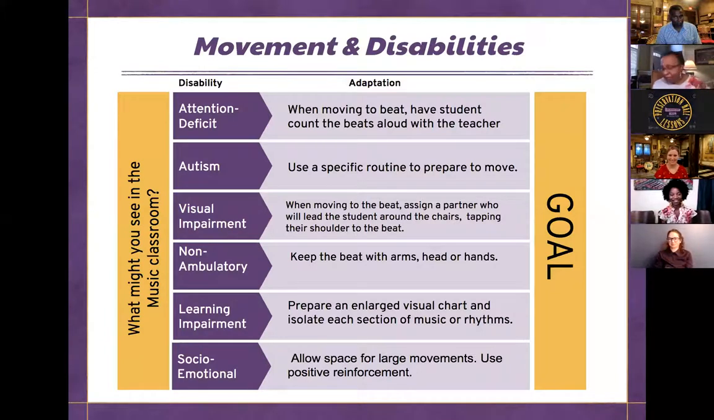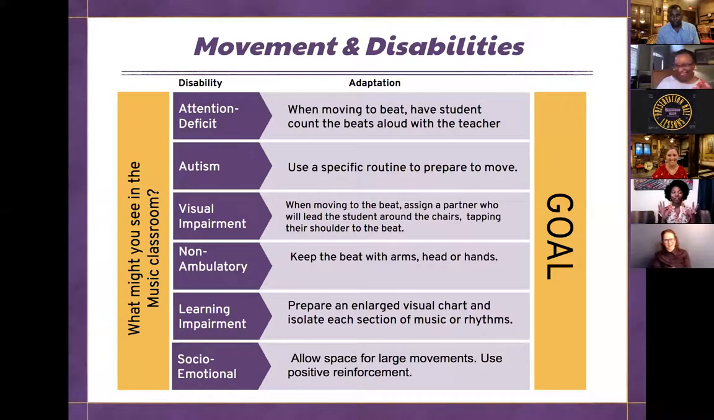Well, this slide is just pointing out our specific differing abilities and the way to adapt your program to give students the ability to participate. So you as a teacher are helping the student meet the outcomes in the best way to teach them, such as the non-ambulatory movements. Use the arms, or the heads, or the hands. In the case of learning impairment, use charts, use something that signals in advance what's about to happen. And in the case of children with emotional disabilities, be sure you provide lots of space and a lot of positive reinforcement. But that is important for everyone. I know that's right. I agree.